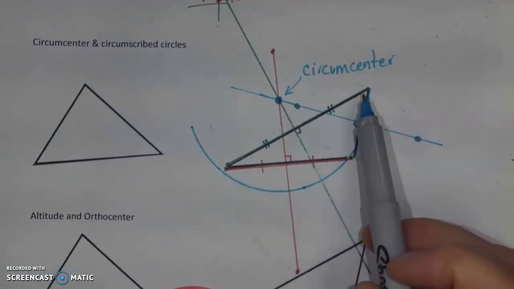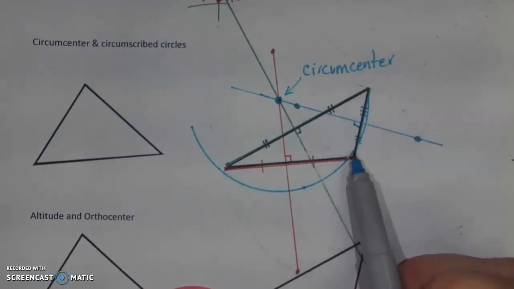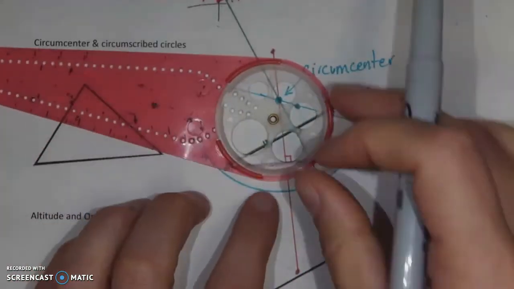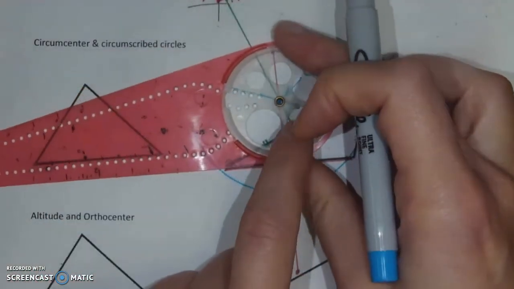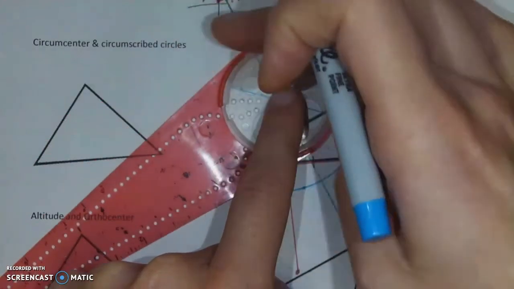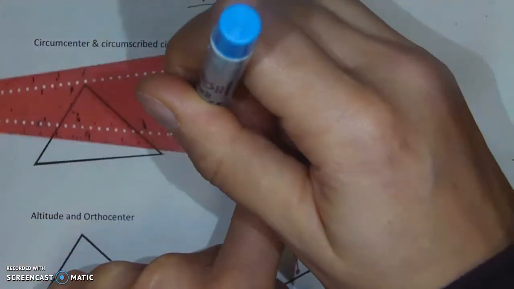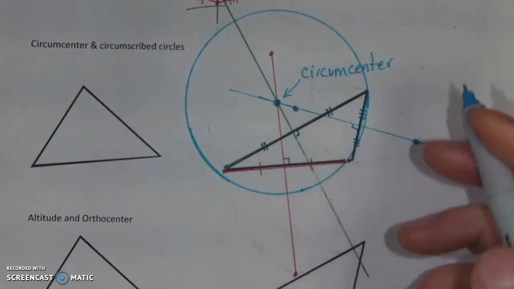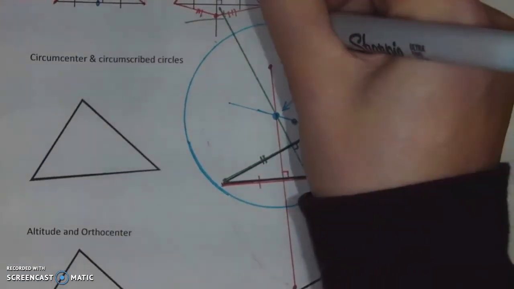It misses this one by just a little bit and this one by just a little bit, but that is pretty close to exact. So if I went all the way around here, continuing this on, I would have a full circle that goes through each point on that triangle. Now, what we've just done is a circumscribed circle.